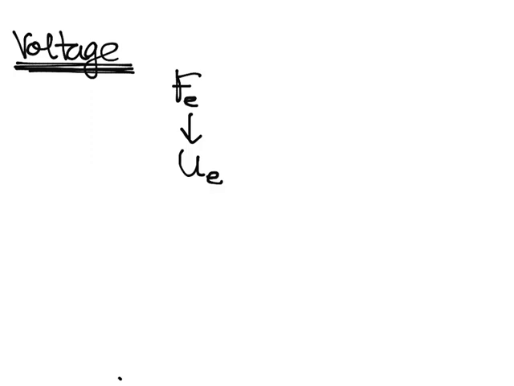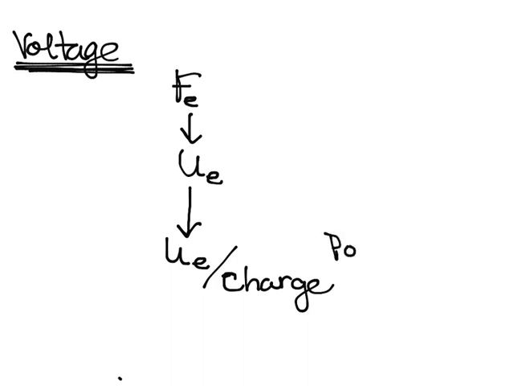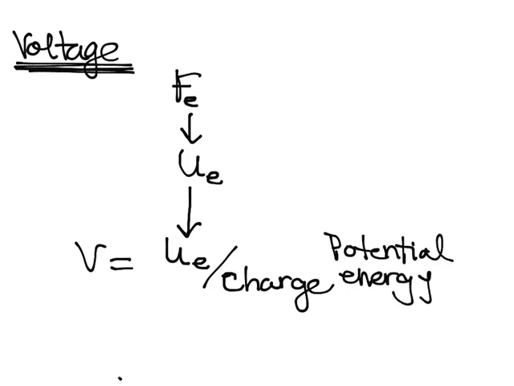And what voltage is, is potential energy per charge. You can think of it kind of as a potential energy density, but it's just potential energy per charge that voltage is defined as. In particular, it's electric potential energy per unit charge.